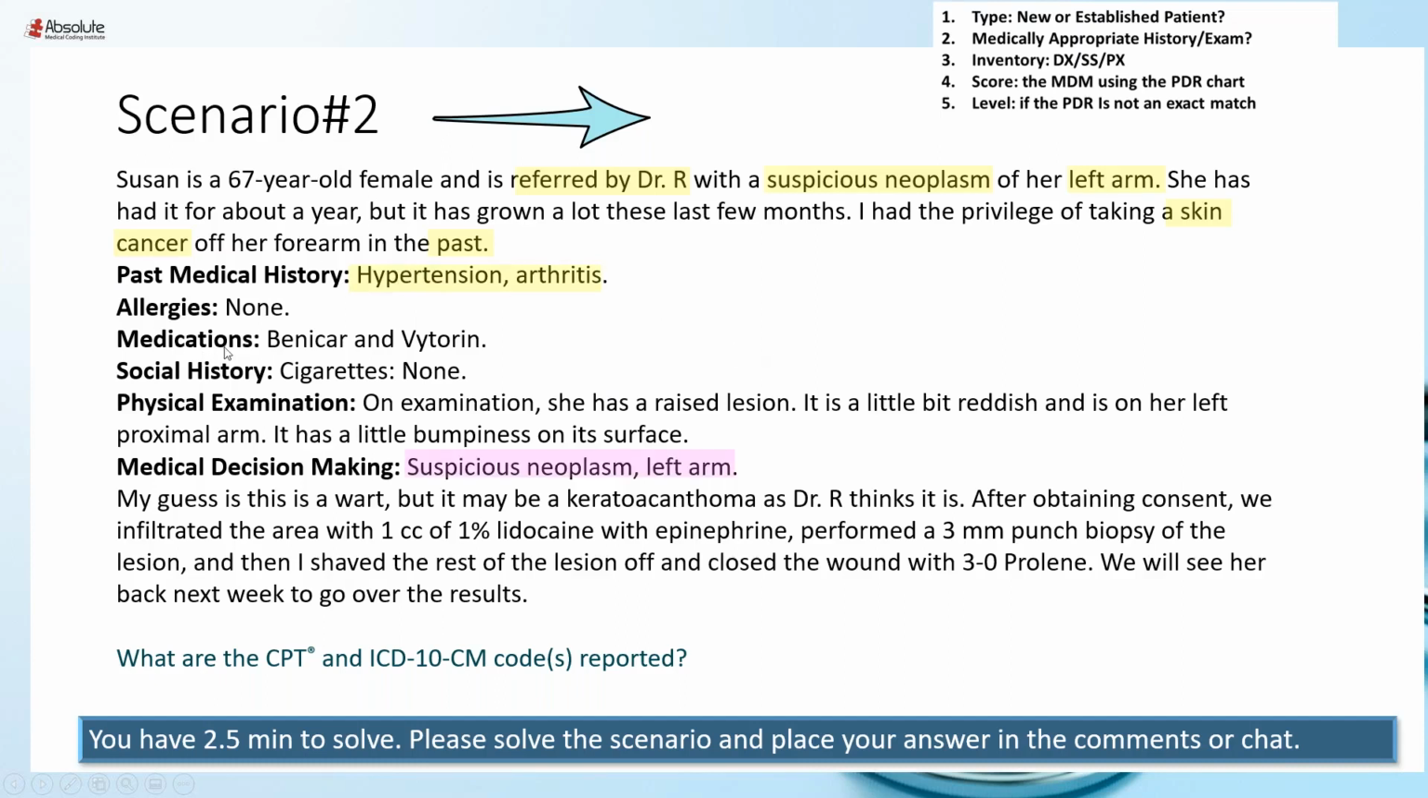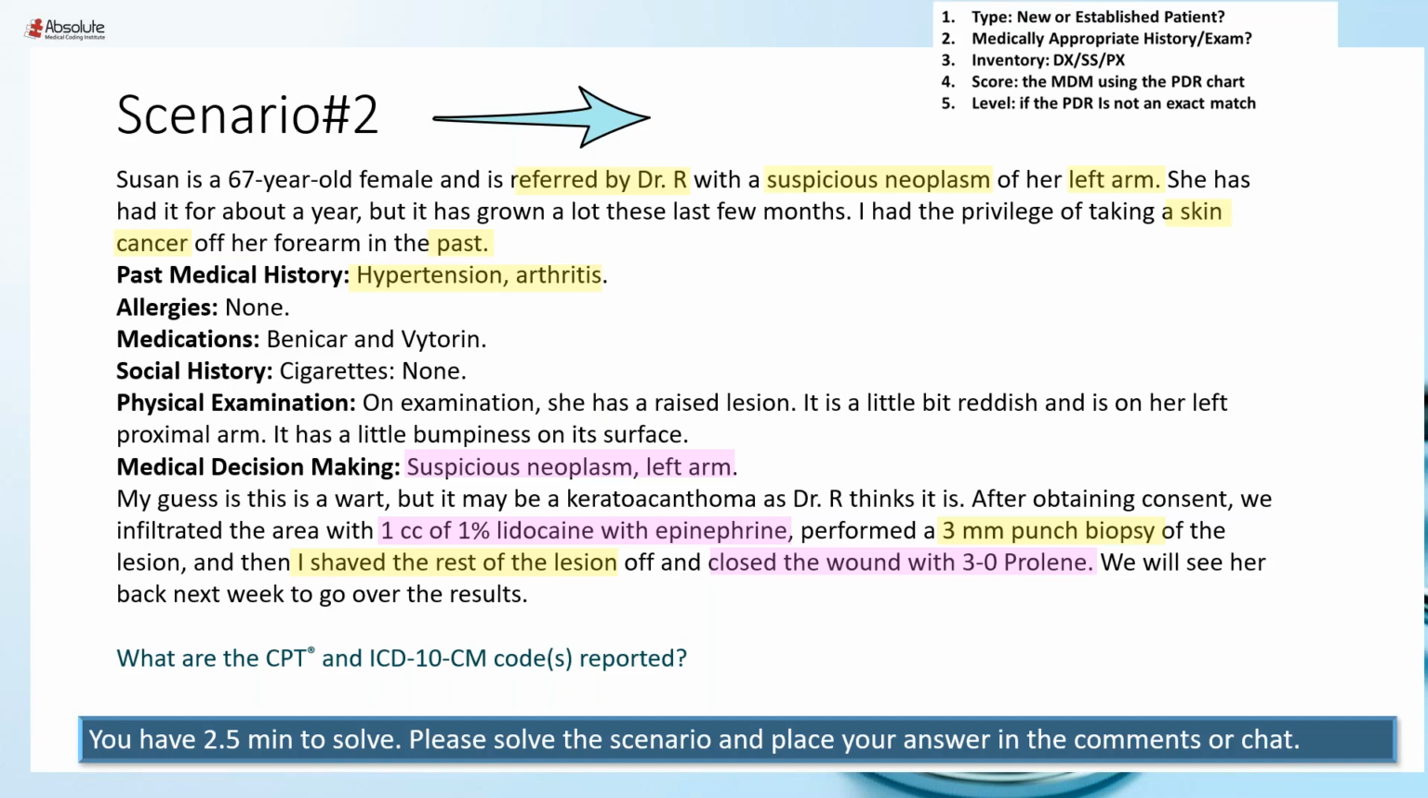Hypertension, arthritis, past medical histories, and then she had a suspicious neoplasm of the left arm, 3 millimeter punch biopsy, and then shave of the lesion and closed the wound with 3-0 Prolene. And that is the best I could do. And these are my keywords.